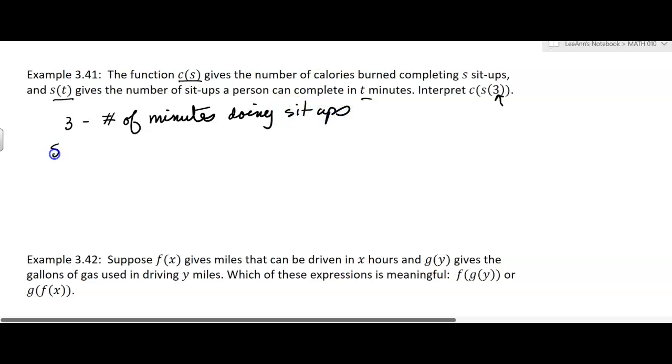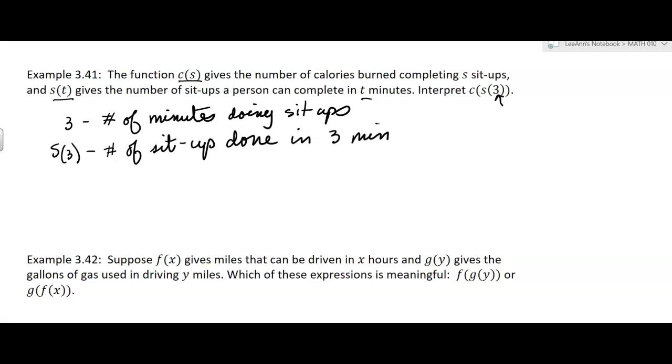What does S of 3 mean? Well, that's the number of sit-ups you're getting done in the 3 minutes. Hopefully that makes sense. You say, okay, I'm going to lay down here, I'm going to do sit-ups, and somebody's going to time me for 3 minutes, and they're going to count how many sit-ups I do. So 3 minutes, that's the time you put in. That's the T minutes. And then they count how many sit-ups you do.